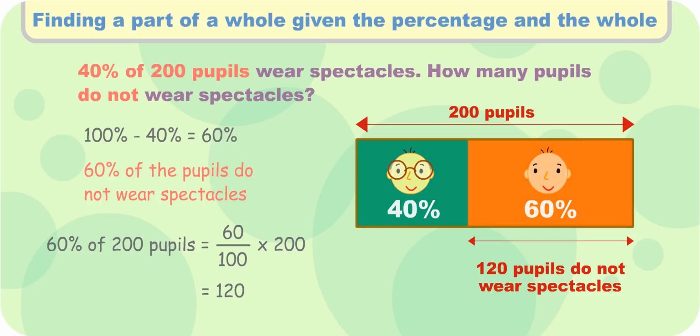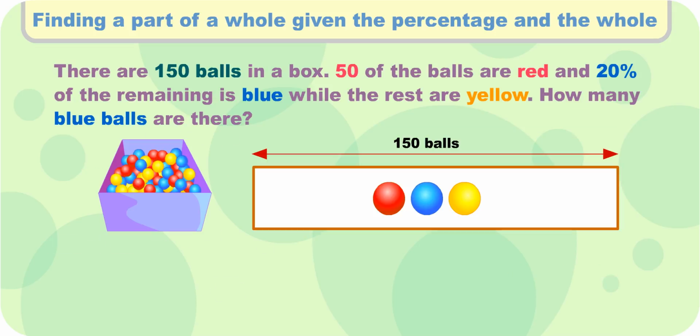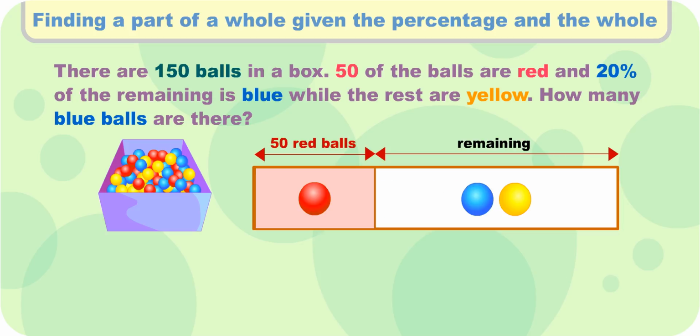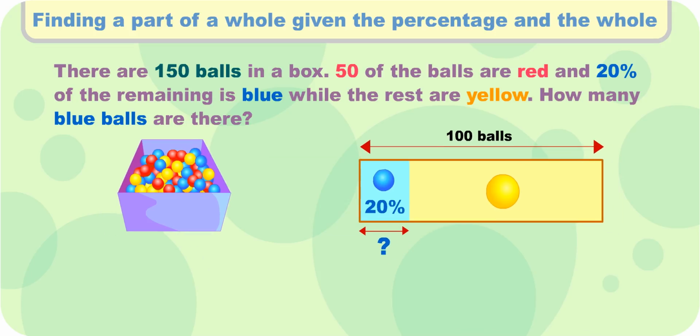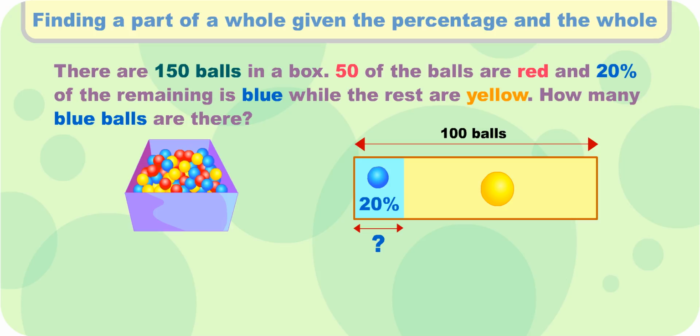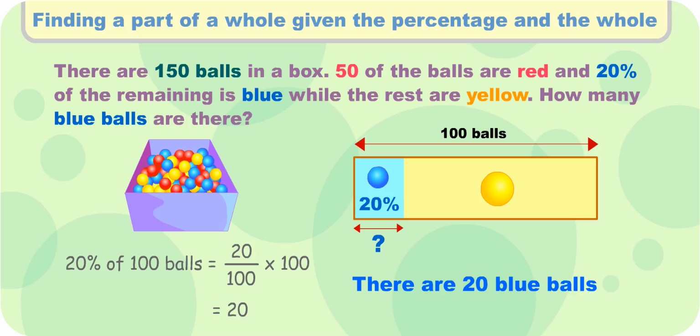Your turn to try and solve a problem. There are 150 balls in a box. 50 of the balls are red and 20% of the remaining is blue, while the rest are yellow. How many blue balls are there? First, we take away 50 red balls from the box, leaving only 100 blue and yellow balls in the box. We find out how many is 20% of these 100 balls. 20% of the balls equals to 20 over 100 times 100, which is equals to 20. There are 20 blue balls. Excellent work, Turbo Girl.